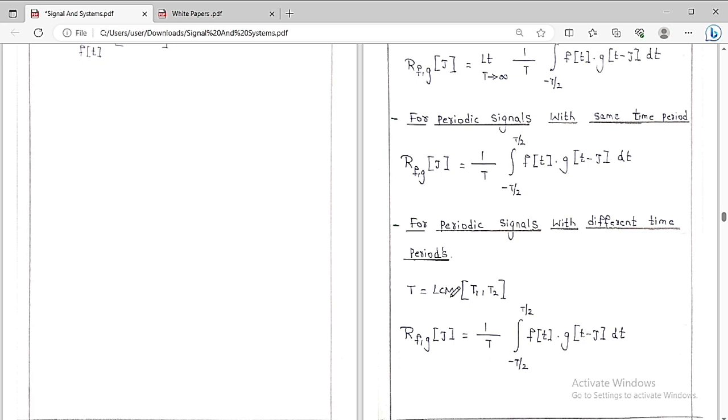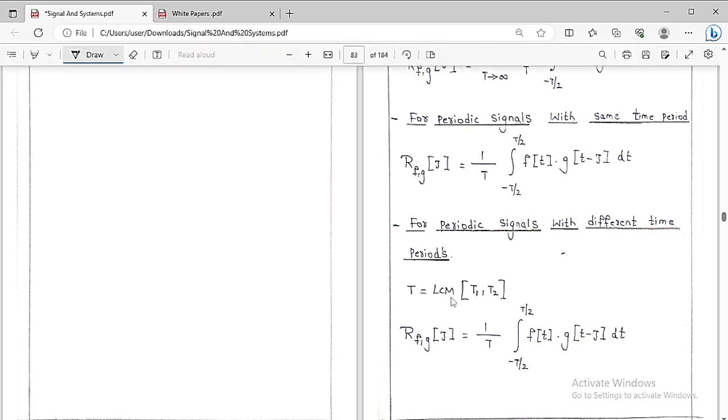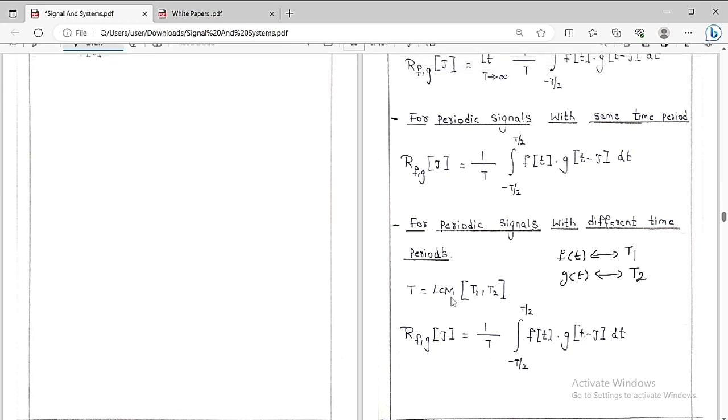So here, let me write this point so that you can easily understand. Here f of t has a time period of T1 and g of t has a time period of T2. These two are periodic signals but have different time periods. So I have found the common time period with the help of the LCM of T1 and T2. The capital T is nothing but the LCM of T1 and T2. With the common time period, we then do the cross correlation.